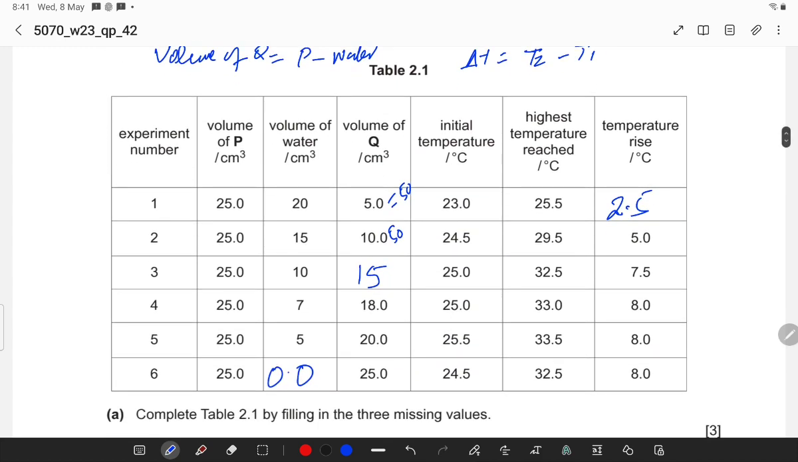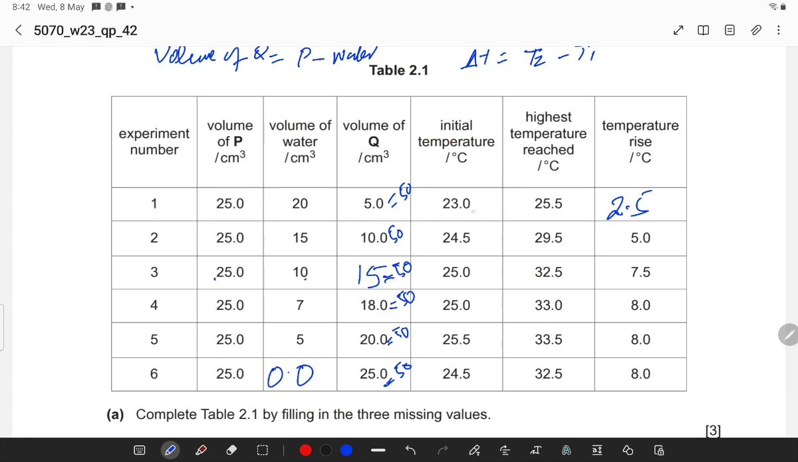So this is the blank you have to fill by keeping all this volume equal to 50 centimeter cube. This is 25, this is 10 centimeter cube, and total is 35 and 15. So you write down 15 over here, and 25, 7 and 18. This is equal to also 50. This is also equal to 50. This is also equal to 50, and this is also equal to 50.